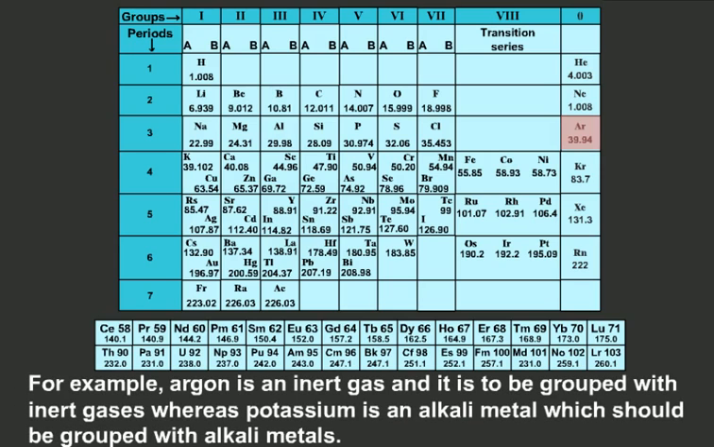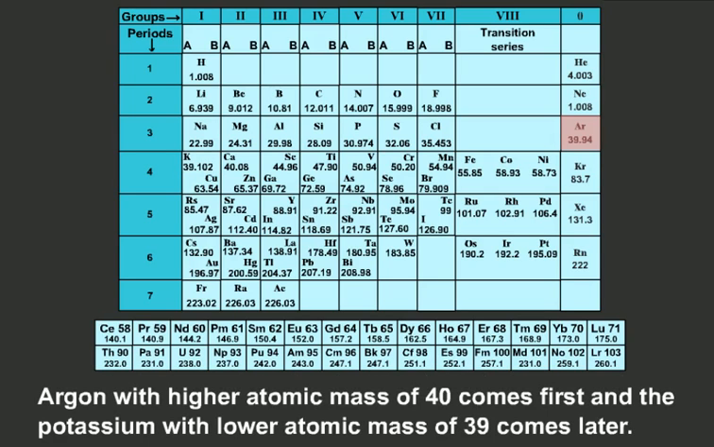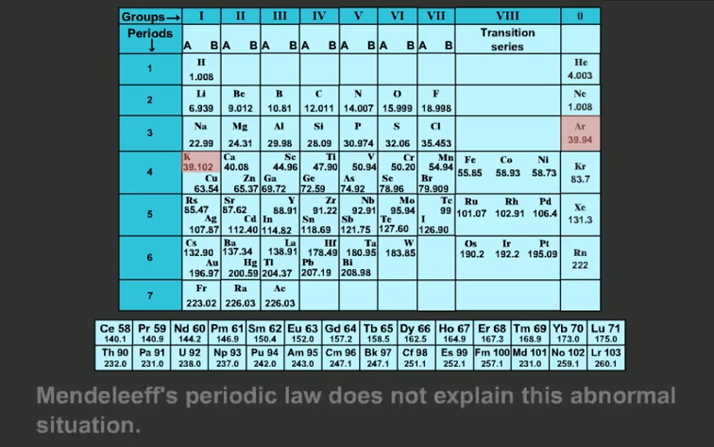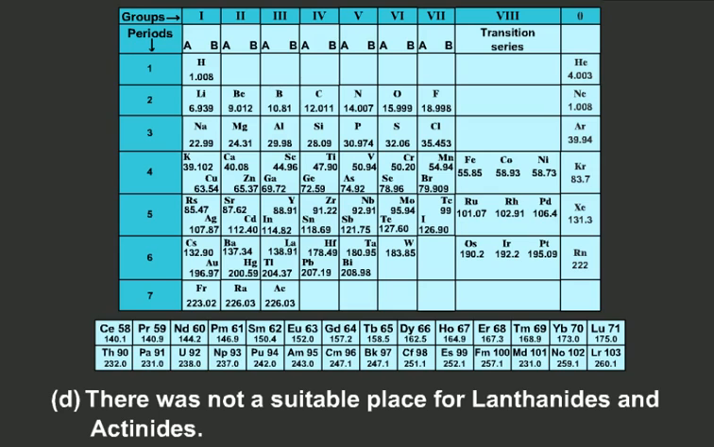For example, argon is an inert gas and it is to be grouped with inert gases, whereas potassium is an alkali metal which should be grouped with alkali metals. In doing so, argon with higher atomic mass of 40 comes first, and potassium with lower atomic mass of 39 comes later. Mendeleeff's periodic law does not explain this abnormal situation. C. Alkali metals and other metals like copper, gold, and silver were in the same group. D. There was not a suitable place for lanthanides and actinides.